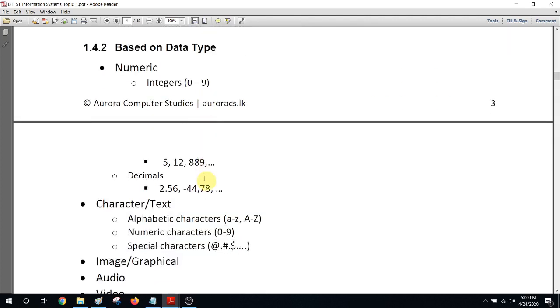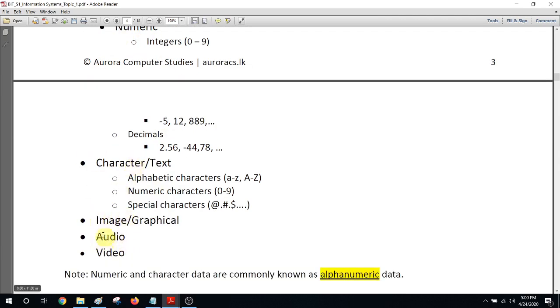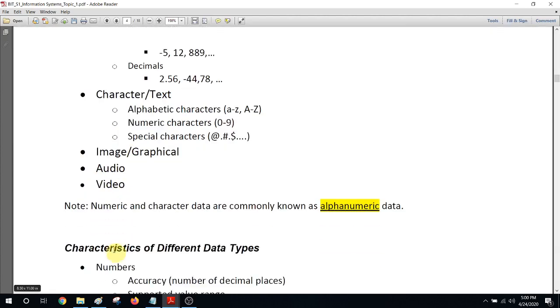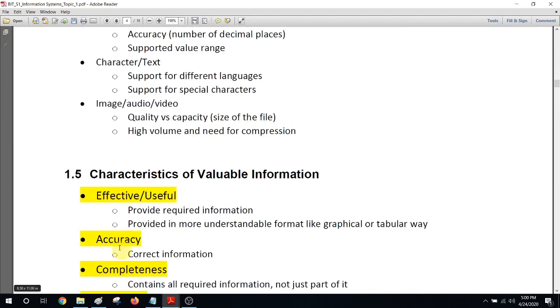Another classification of data is based on their type. Anyway, I am not going to discuss that because we have done it in your other subject called computer system. You know how to represent those data in the computer. Just to mention, we have numeric data and character data. Collectively, we can call them alphanumeric. Then image, geographic, audio or sound, and video data. Right.